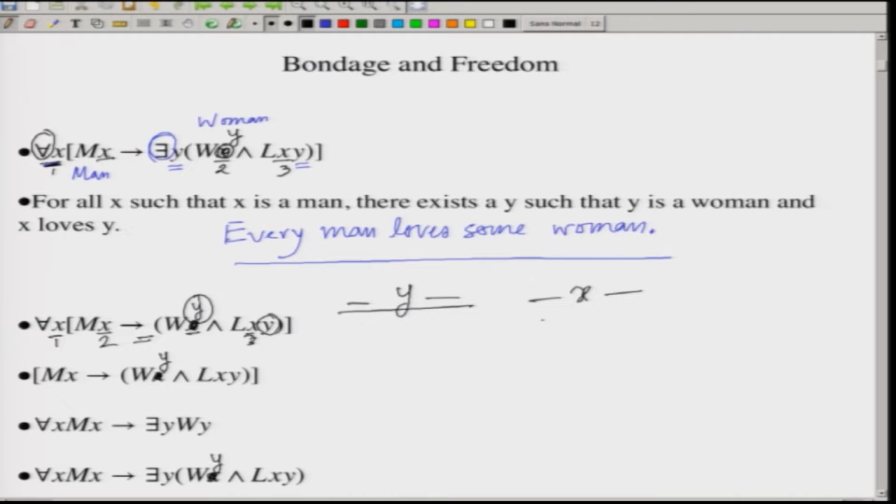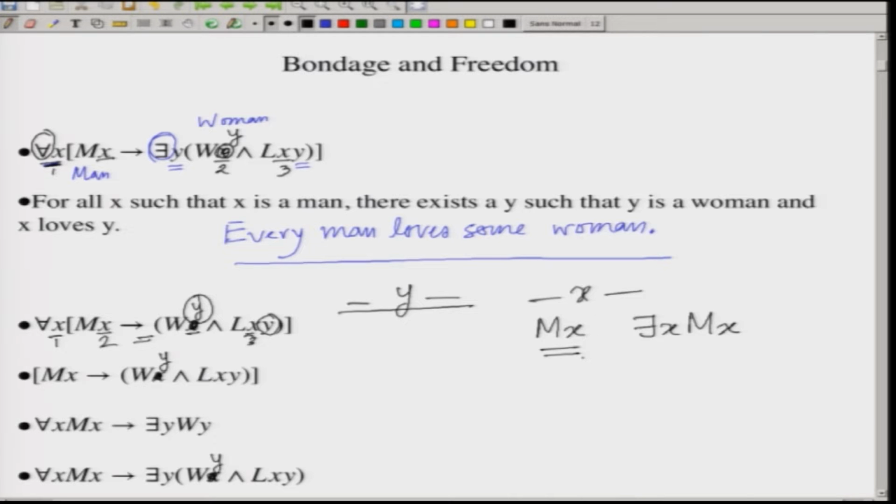Now, if just y happens in a structure, in a formula, or if just x happens in a structure, it is neither bound nor free. For example, look at the difference between "some x, M x" and just "M x". M x just says that x is a man. What does it mean?